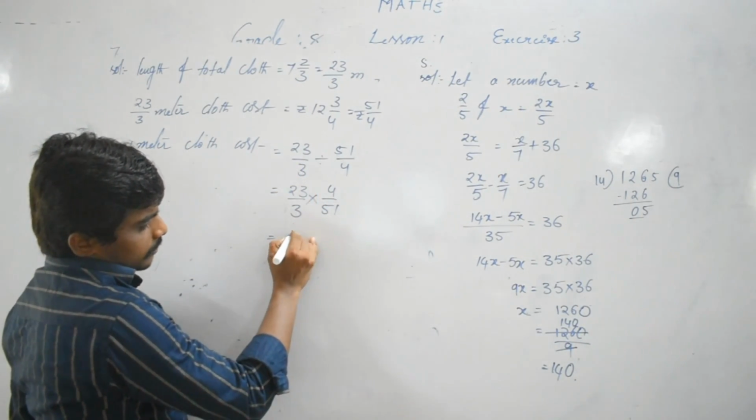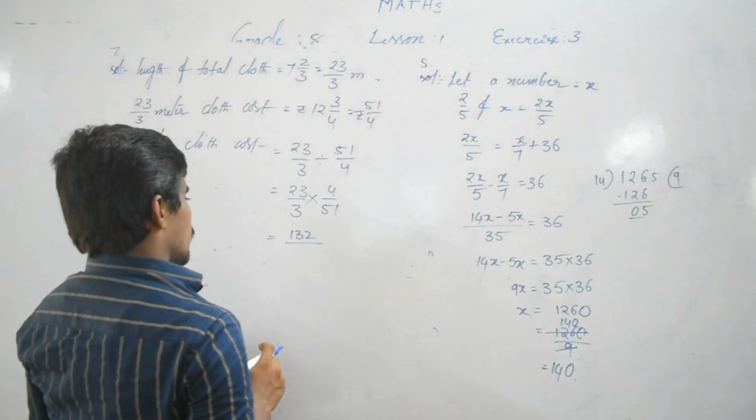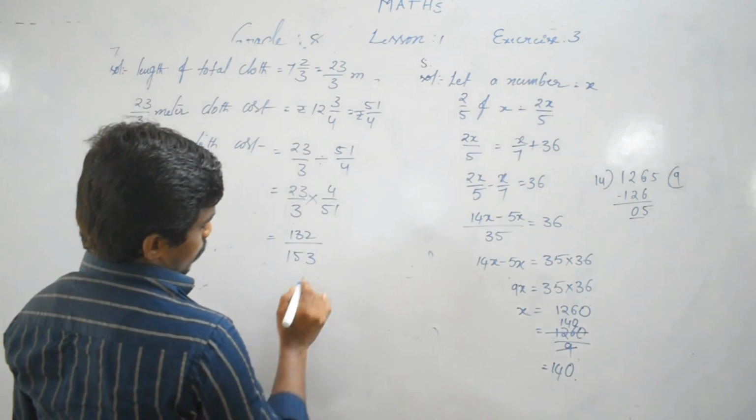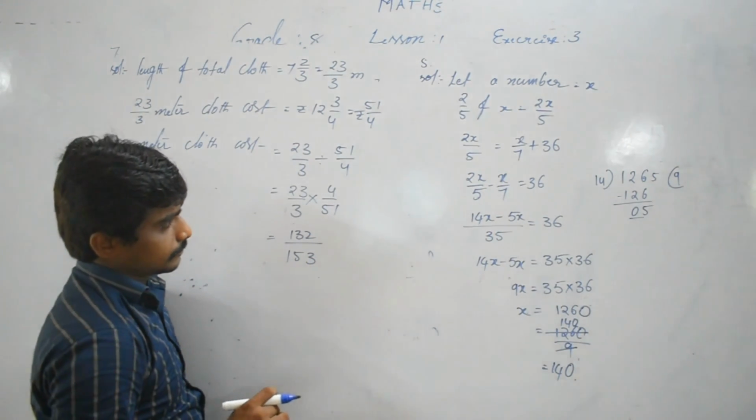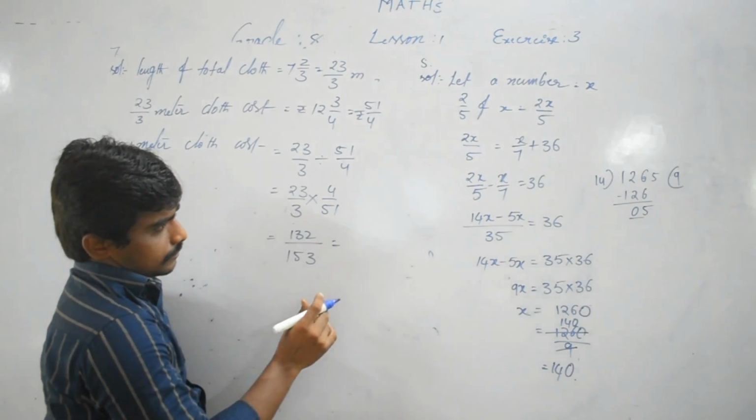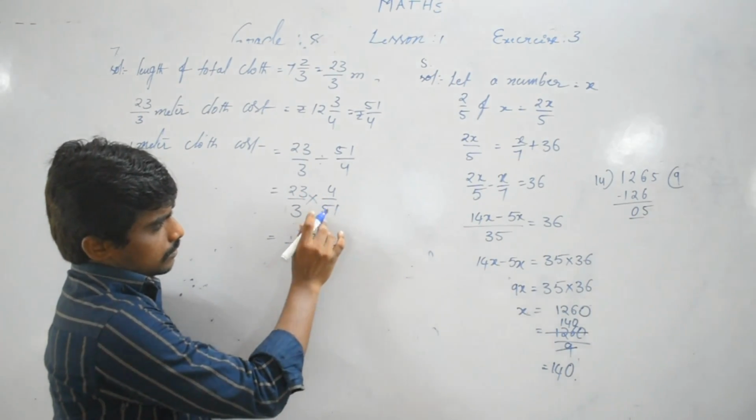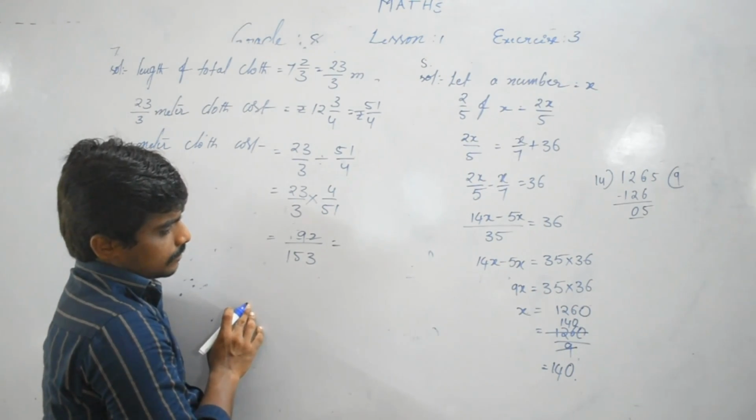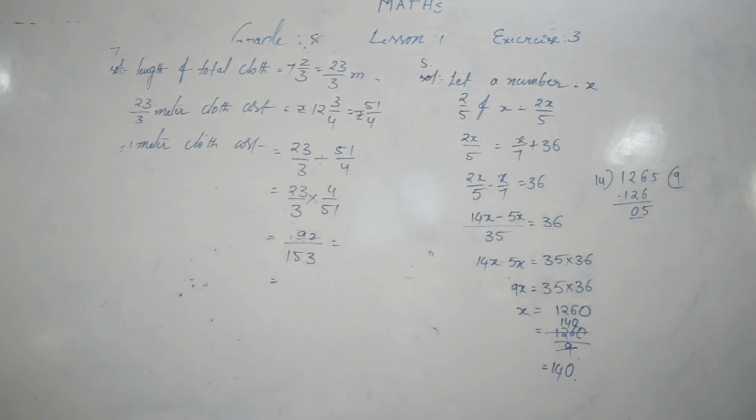4 3s are 12, 132 by... So 153, 3 5s are 15, 153. Both are in the 3 table. 3 4s are 12, 4 23s are 92, 153. So which table is coming? This one. That is for 1 piece of cloth.